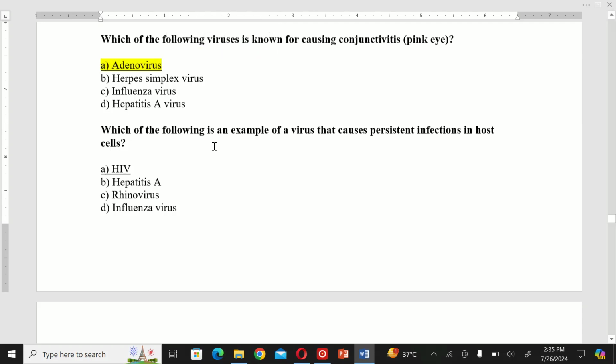Which of the following is an example of a virus that causes persistent infection in host cells? A. HIV, B. Hepatitis A, C. Rhinovirus, and D. Influenza virus. So the correct option is A.